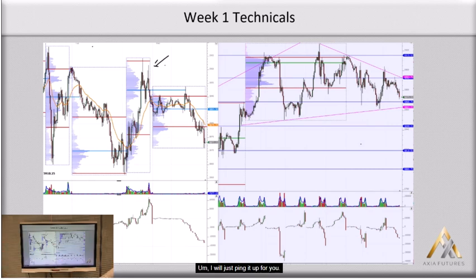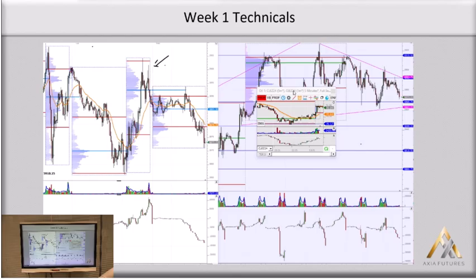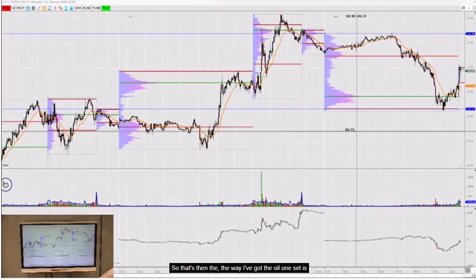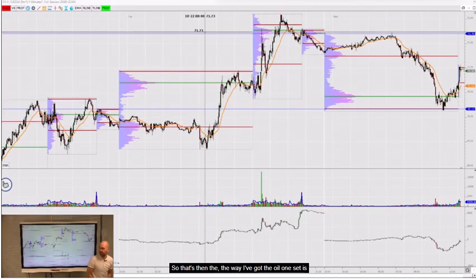I'll just ping it up for you. Oops, where's it gone? So the way I've got the oil one set is that's cash session, post cash, so until the end of the Globex day. Globex is full CME session. So that's 7:30 till 10, and then this is post that. And again, it's just this drift.